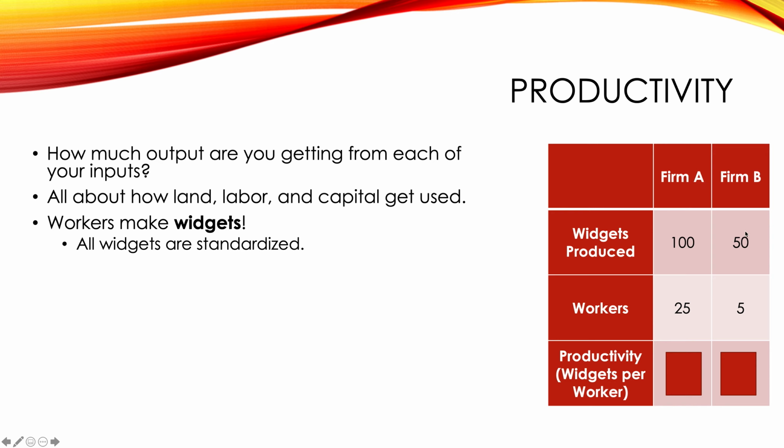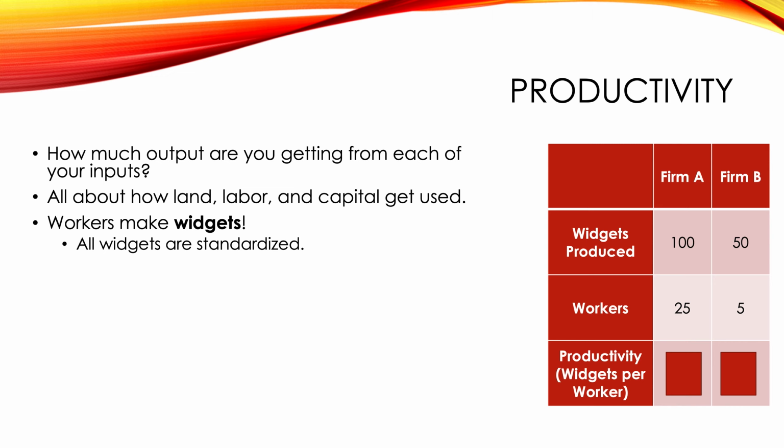And you might think to yourself, okay, wow, firm A is really doing it well. But then you look at the worker data, and to produce those 100 widgets, firm A needed 25 workers and firm B only needed 5 workers. And so if you're going to compare which firm is more successful, or which firm's failing, you can't just look at the widgets produced. You have to look at the last row of the table here, productivity, widgets per worker. How many widgets did each worker produce?